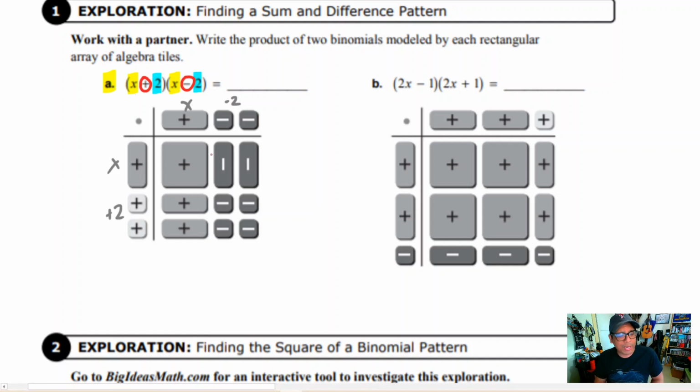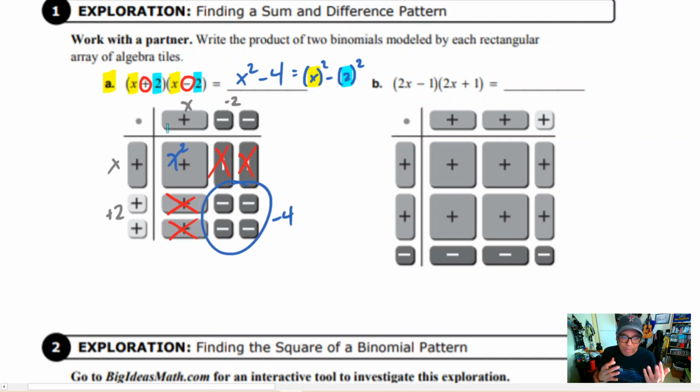But something interesting happens here with this sum and difference pattern. When we start looking for zero pairs, which is what I would do next, none of those long bars actually make it past. They all cancel out through zero pairs. And so the result is an x squared, and then -4. So the result is x squared minus 4, which is interesting to us because we've got x squared minus 2 squared. Notice how we just take each of the parts, square them, and then subtract them. So the sum and difference pattern works out really regular.